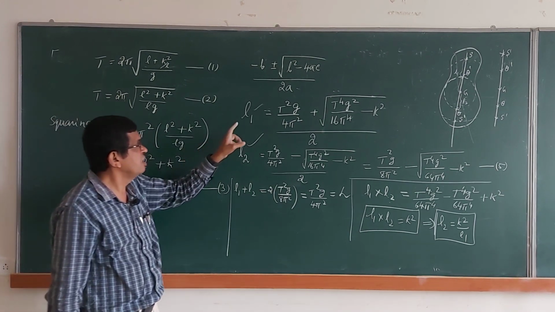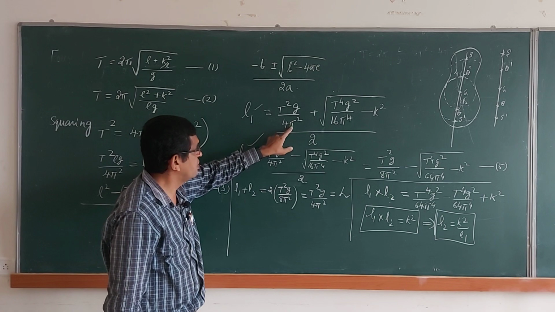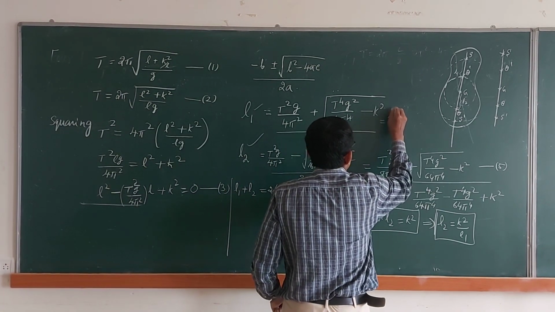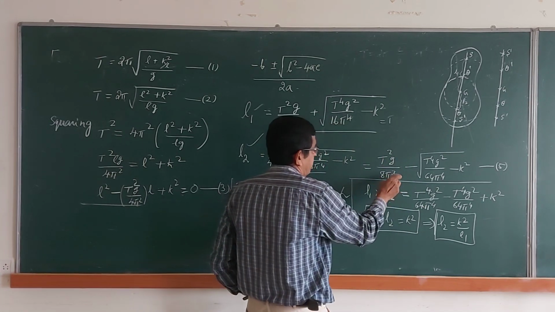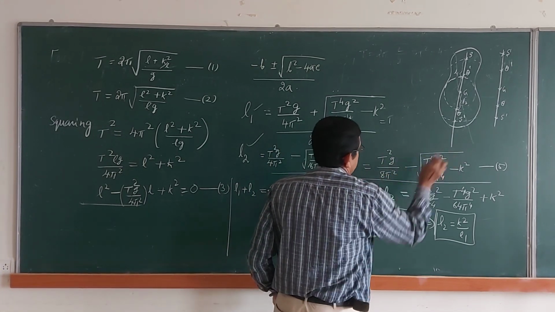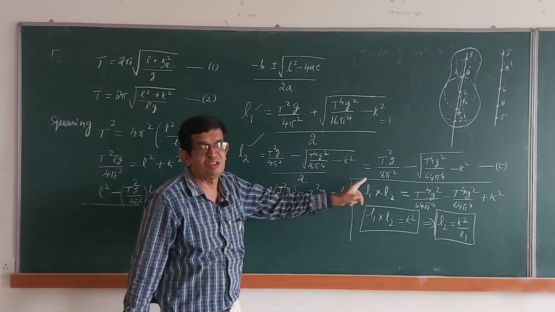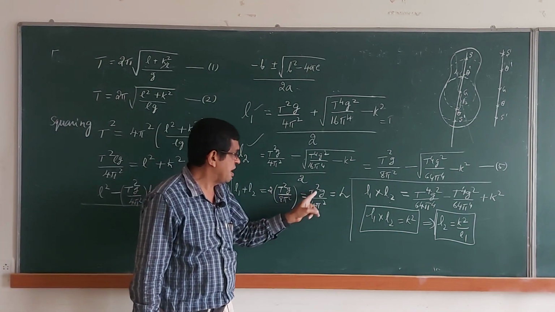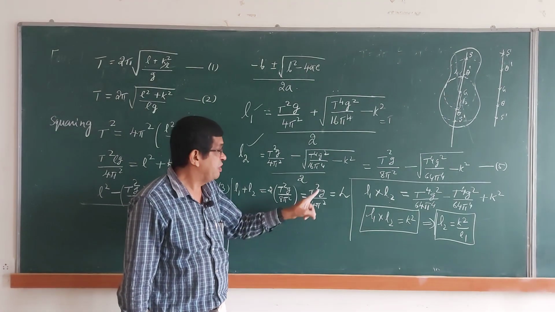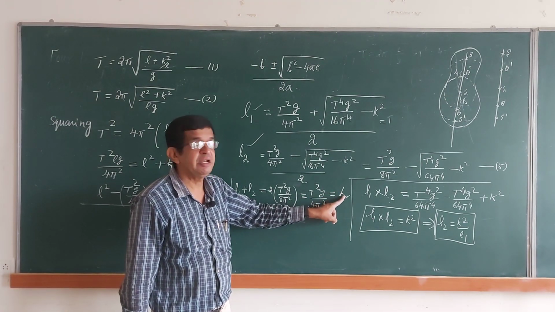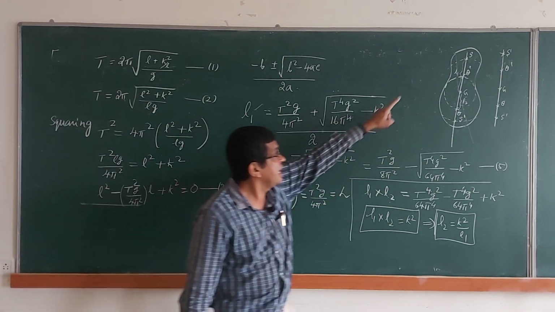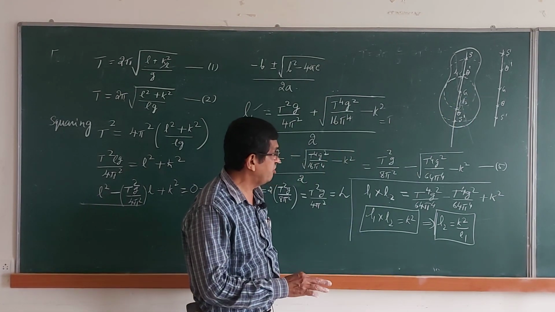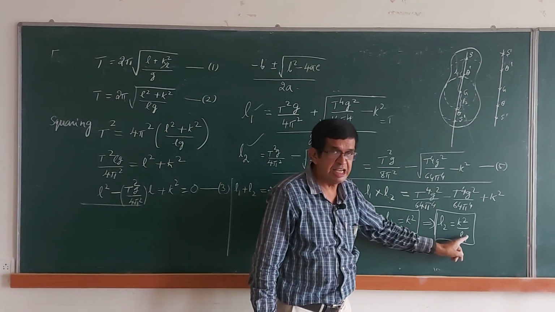What is the first root? L1 equals this, divided by 2, or simply we have t squared g by 8 pi squared plus the square root term. Similarly, we have L2. If you add L1 plus L2, that becomes t squared g by 4 pi squared, which is nothing but the capital L. Therefore, L1 plus L2 is the length of the pendulum, and L1 into L2 gives k squared.